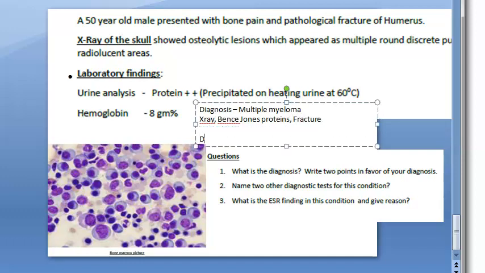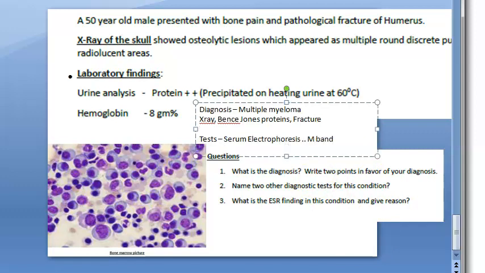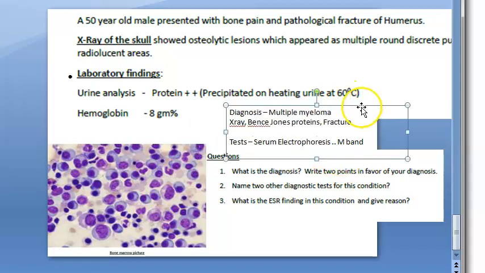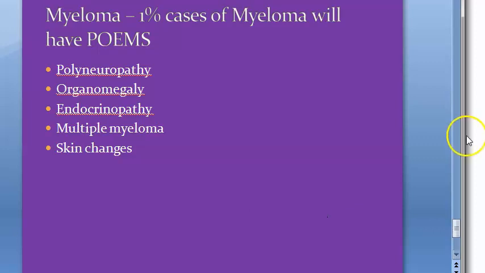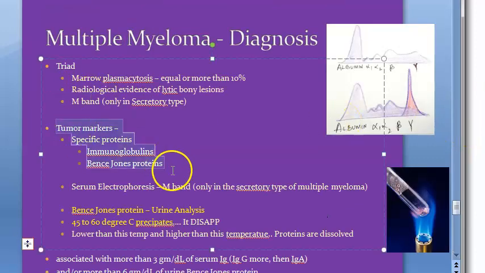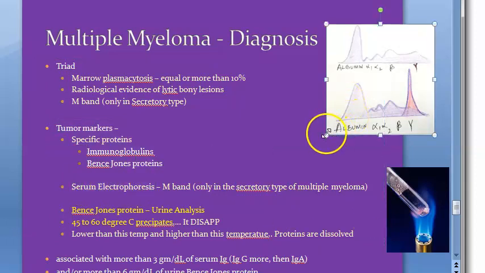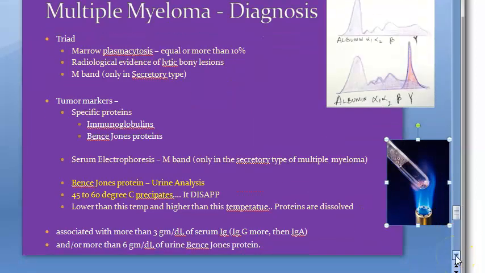Then what are the diagnostic tests? Tests will be, you can check for the Bence-Jones proteins, which they have already given. So what else can you mention? Serum electrophoresis. You should be able to see the M band, the immunoglobulins, gamma globulins. Then what is the other test? Go back and see whatever was the other test. Tumor markers, you can see immunoglobulins, Bence-Jones protein, serum electrophoresis, you saw this M band. Then Bence-Jones proteins, you'll do urine analysis, but they've already given that. So if you tell the same thing, it won't be right.